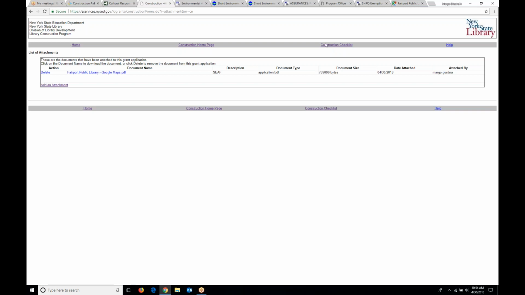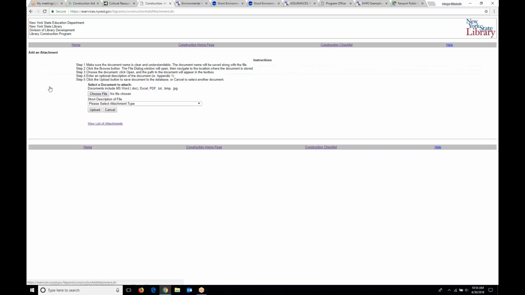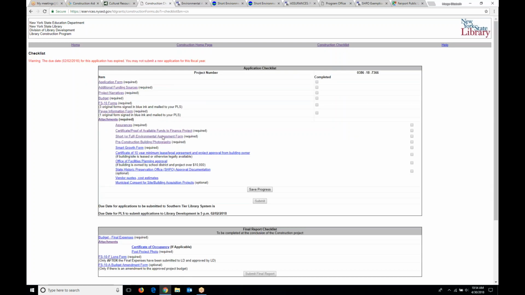If I needed to add an additional attachment, so I have all of my forms signed by everyone, I've scanned them all in, and I'm just going to be doing uploads all day. Like that's what I'm going to do for the next 20 minutes because I've already scanned all my documents. From here, instead of going back to construction checklist, I can go right to here and go add another attachment. Now I'm going to add another attachment. I'll confirm by viewing the list. Then I'm going to add another attachment. When I'm all done adding those attachments, I'll go back to my construction aid checklist.